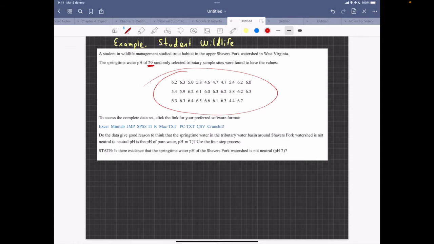Do the data give you reason to think that the springtime water pH in the tributary basin around the Shavers Fork watershed is not neutral? Use the four-step process. State: is there evidence that the springtime water pH of the Shavers Fork watershed is not neutral?